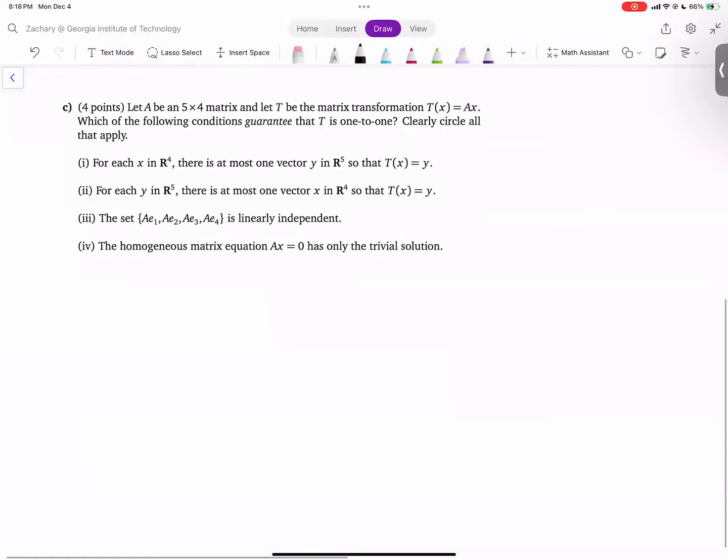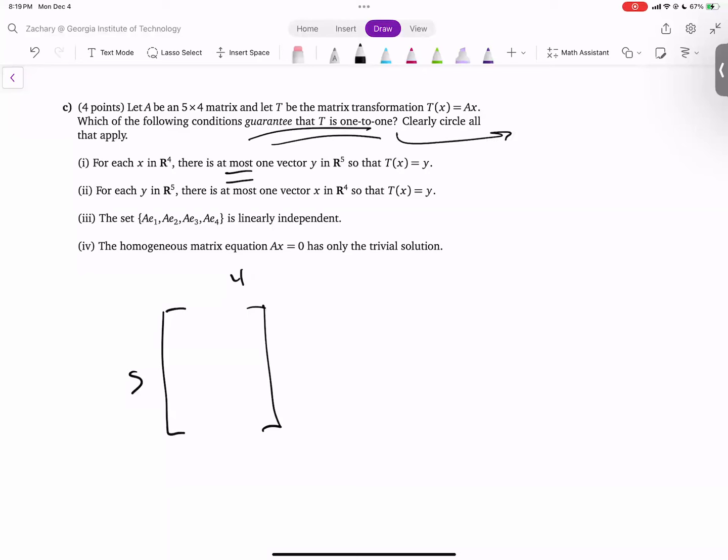This one says let A be a 5x4 matrix. First thing I do before I do anything else is I draw a 5x4 shape. Back up. The question just states that A is 5x4. Which of the following statements guarantee that T is one-to-one? What does it mean to be one-to-one? How can we find that in a matrix? Well, one-to-one means a pivot in each column.